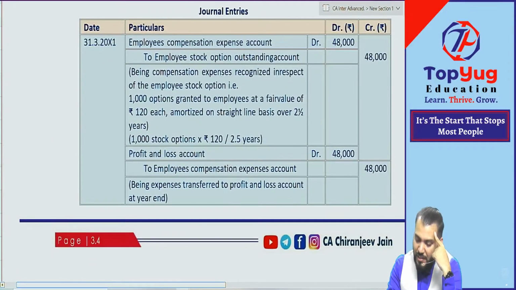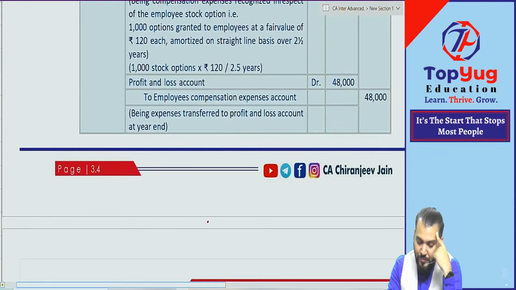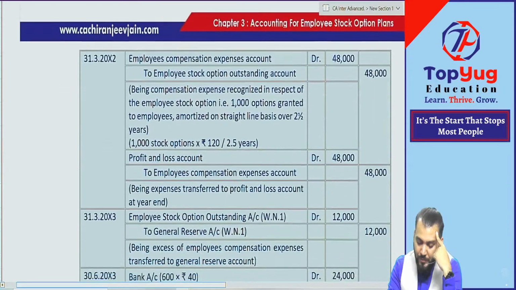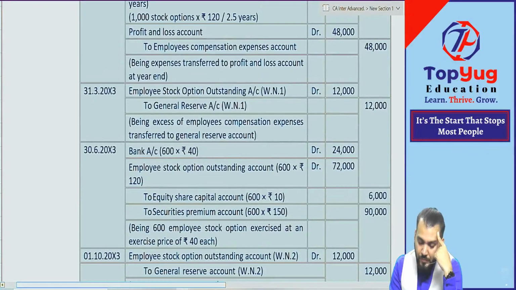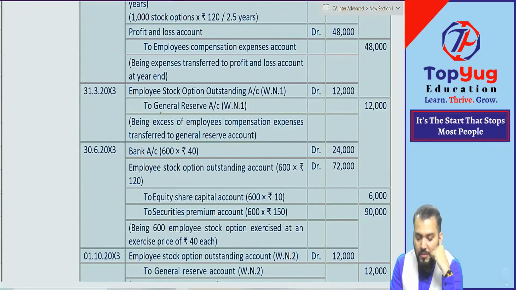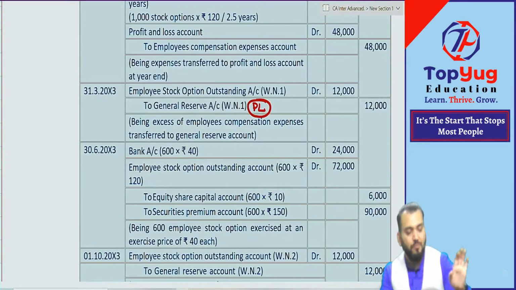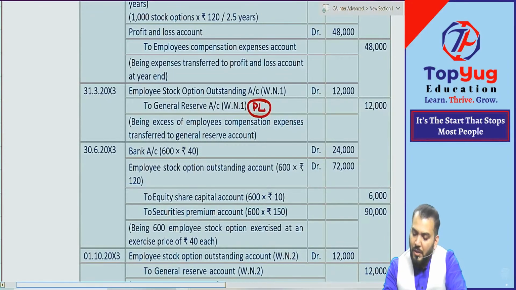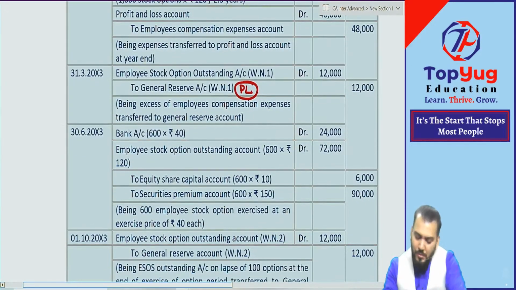Once you see the answer, check whether it is matching or not. You can see they have done employee stock option to general reserve. This is not correct. It should be P&L only. This is a correction from my side. 100% wrong. ICAI's solution can also be wrong.